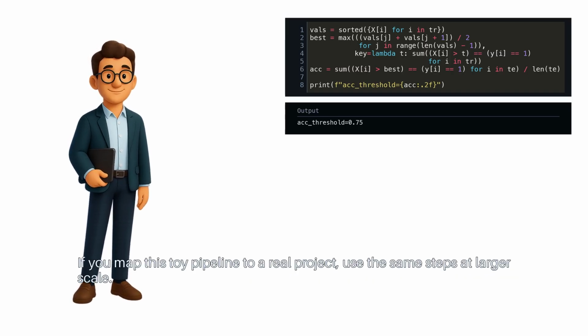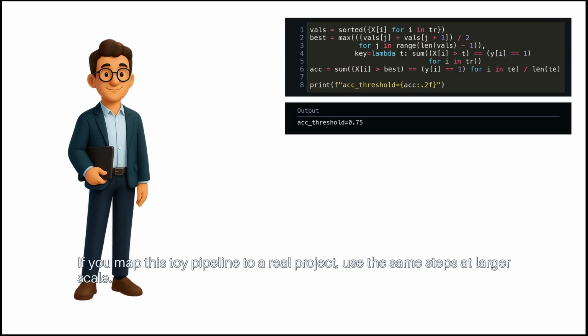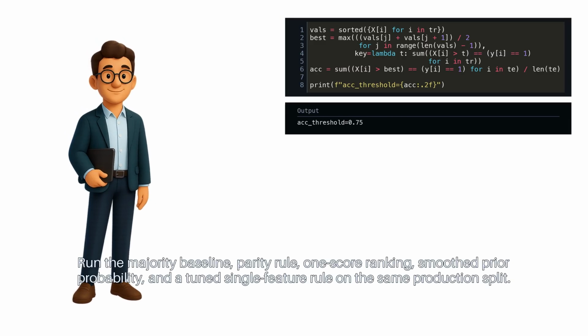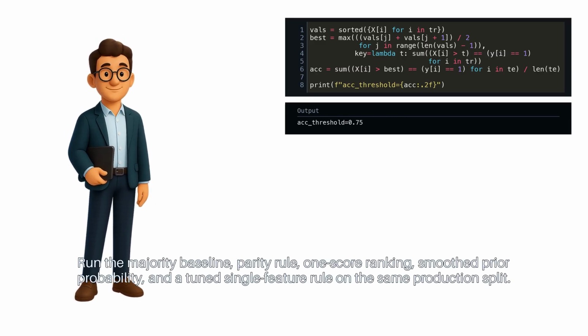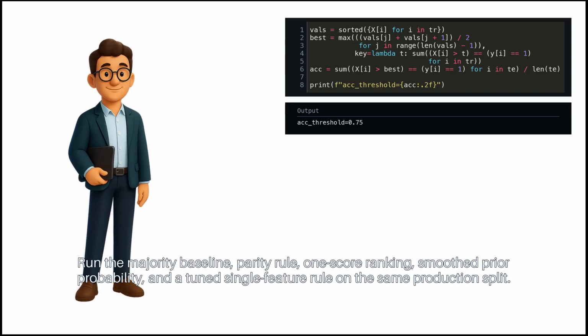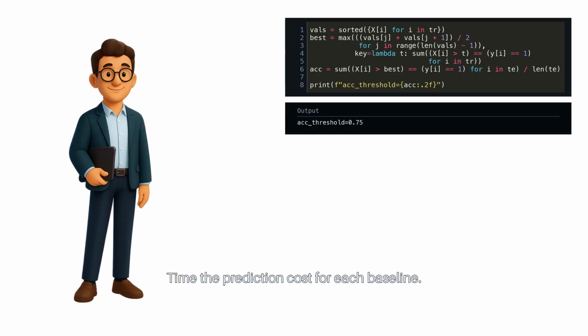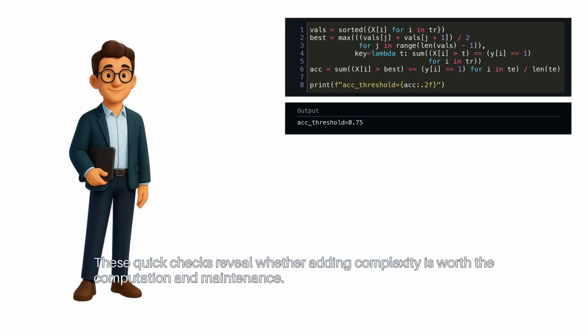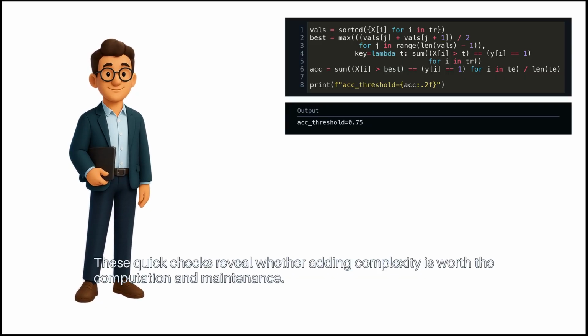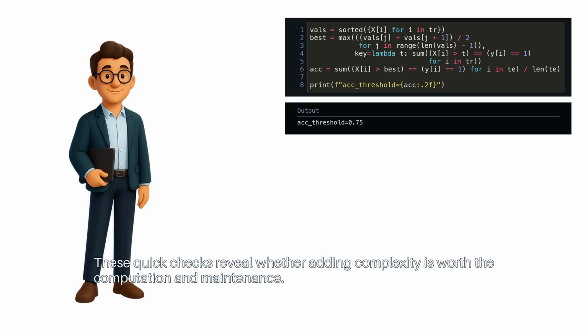If you map this toy pipeline to a real project, use the same steps at larger scale. Run the majority baseline, parity rule, one score ranking, smooth prior probability, and a tuned single feature rule on the same production split. Log both accuracy and log loss. Time the prediction cost for each baseline. These quick checks reveal whether adding complexity is worth the computation and maintenance.